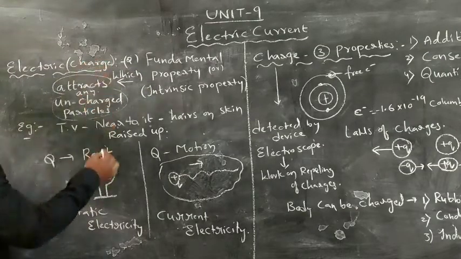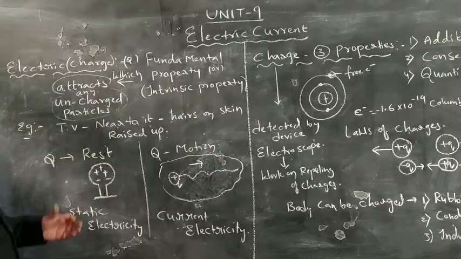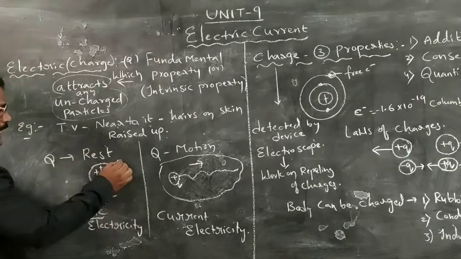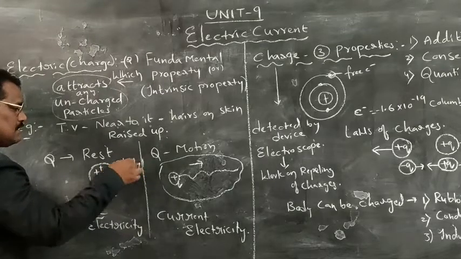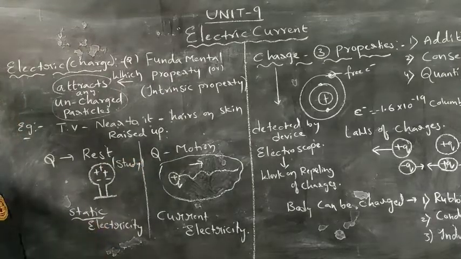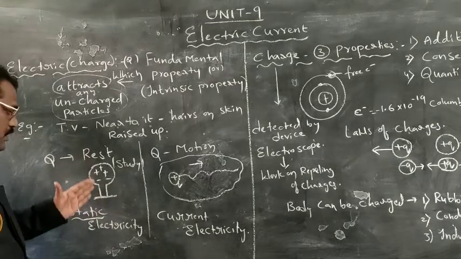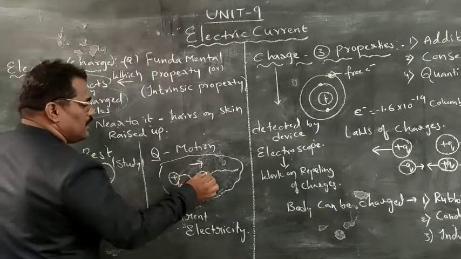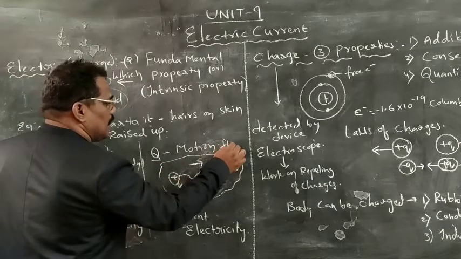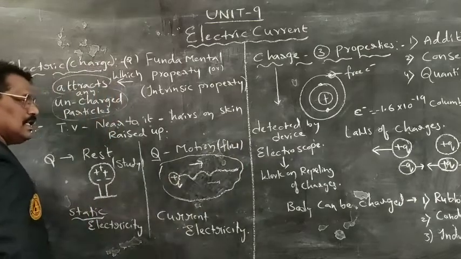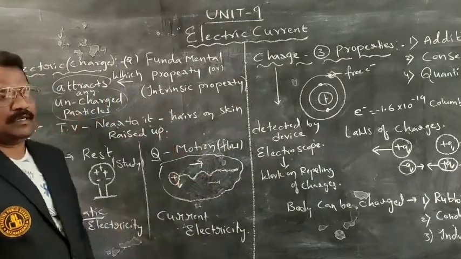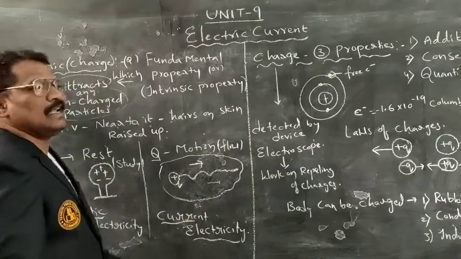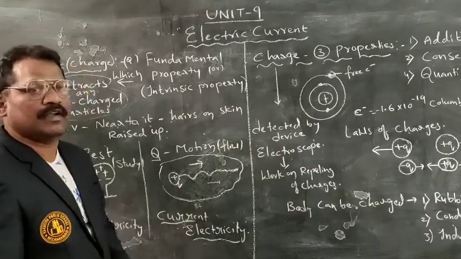These charges, if they are existing at rest, the study of charges at rest can be called nothing but static electricity. We'll study within this particular concept. Similarly, when the charges are in motion, moving from one point to another, the study of a particular flow of charges can be given as nothing but electricity, or current electricity also we can say.